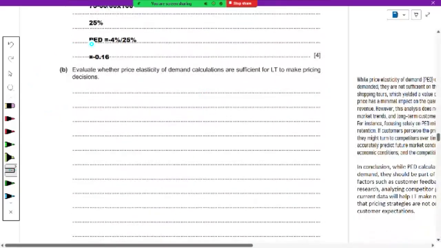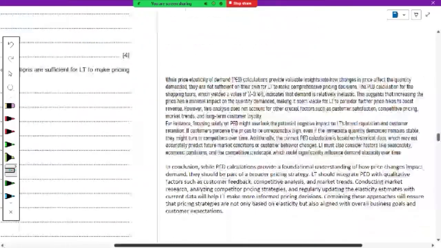Okay, so now let's see the other question: evaluate whether the price elasticity of demand calculations are sufficient for LT to make pricing decisions. Okay, so is this sufficient or not?